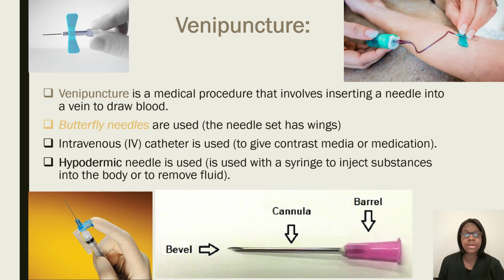For venipuncture, this is a medical procedure that involves inserting a needle into a vein to draw blood. You can use butterfly needles. These needles have those wings. As you can see on the picture, it has wings on it. That's why they're called butterfly needles.